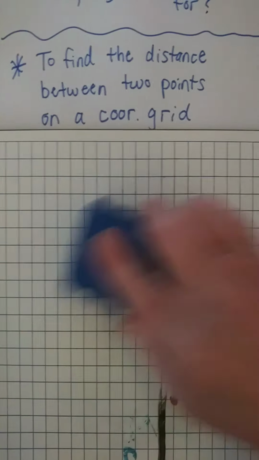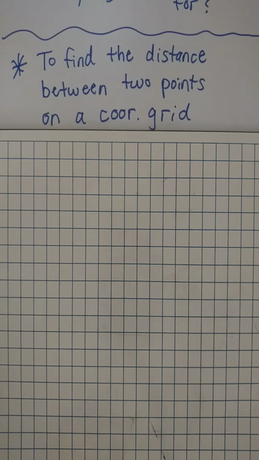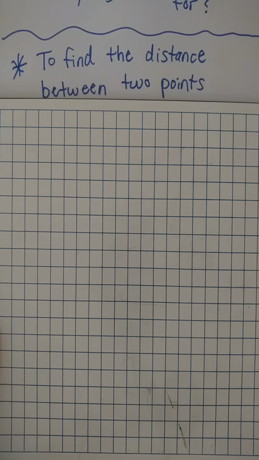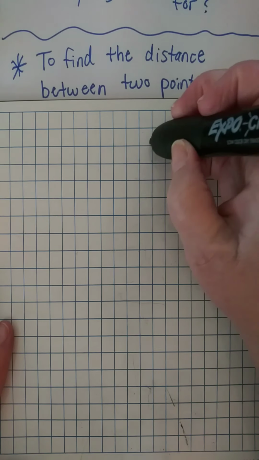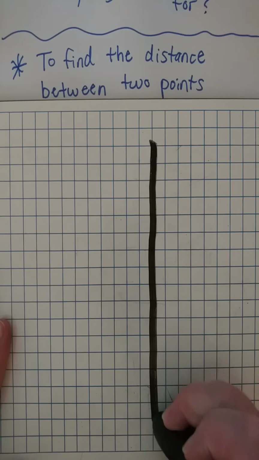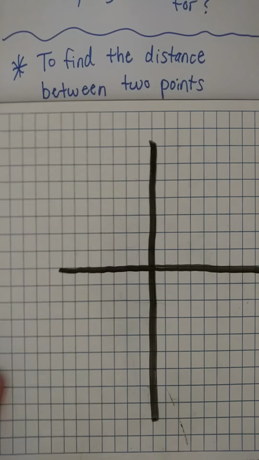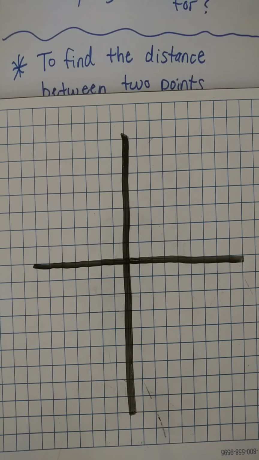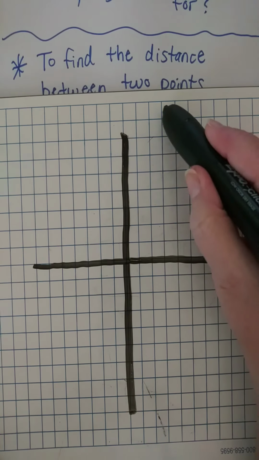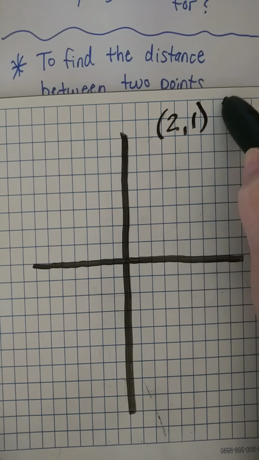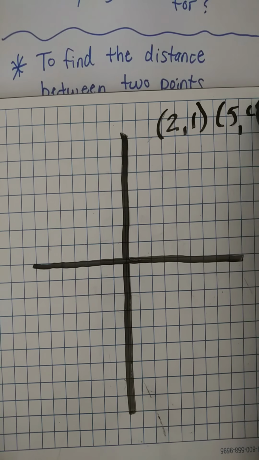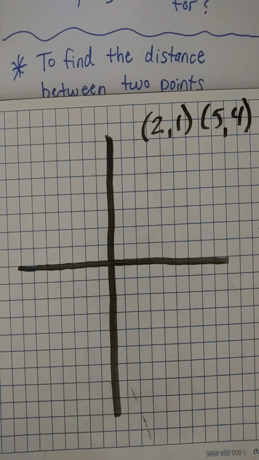So you need your graph paper again. All right, let's draw. I'm going to get my X and Y grid here again. And let's do these 2 points. Let's do the point 2, 1 and 5, 4. Okay, so we're trying to find the distance between these 2 points.